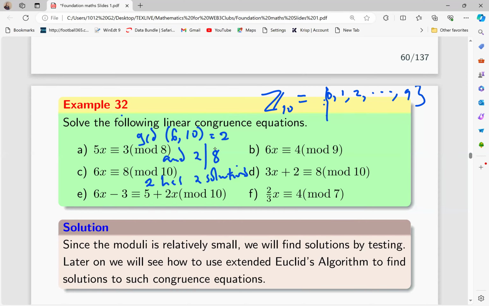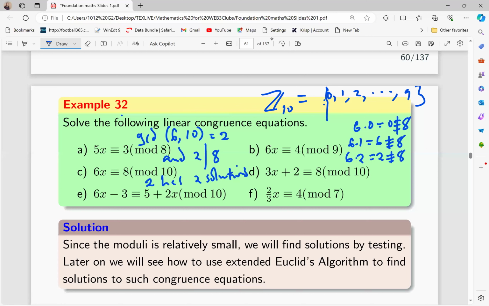So let's test 0. 6 times 0 is 0. And of course, 0 is not the same as 8. We test 1, get 6. And of course, again, that is not 8. Test 2. This is 12. 12 mod 10, that would be 2. And of course, again, this is not the same as 8. It's not congruent to 8.